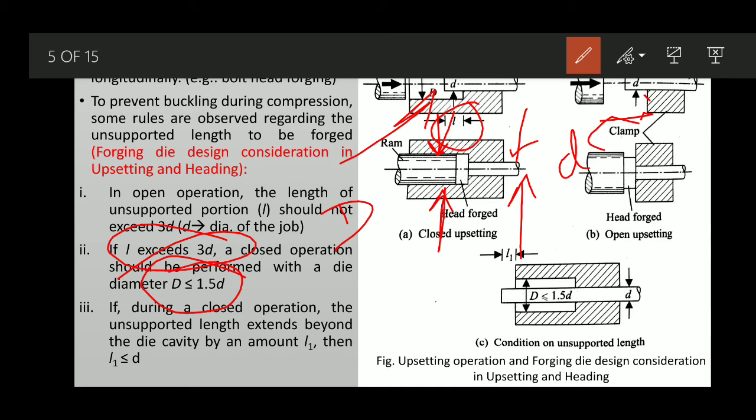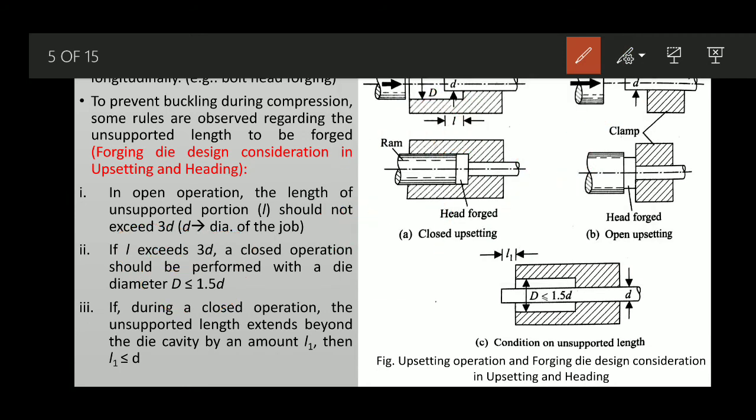Now sometimes it is a closed operation, and the unsupported length extends beyond the die cavity by an amount L1, as you can see. In that case, the amount of unsupported length that exceeds the die cavity should be less than the diameter of that zone. Otherwise there is a possibility of failure due to buckling. These are the basic design considerations you have to consider.